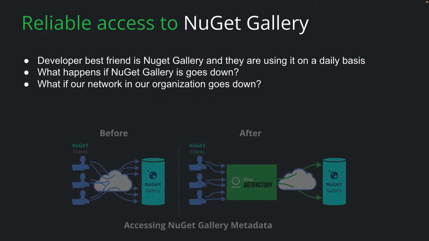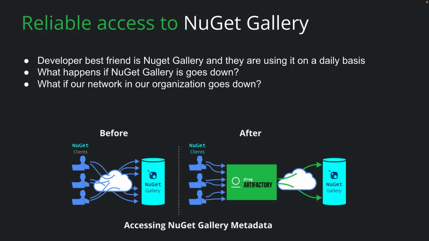Therefore, we may want to use Artifactory like that. So we have our NuGet clients that are trying to get directly from NuGet Gallery. As you can see here, that's what we had before we were using Artifactory. But whenever we're using Artifactory, it will know how to do all the smart mechanism right over here, basically keeping it in the cache, and my build server will go directly to Artifactory and try to get the metadata. And this is the second reason why we would like to use a binary repository manager.